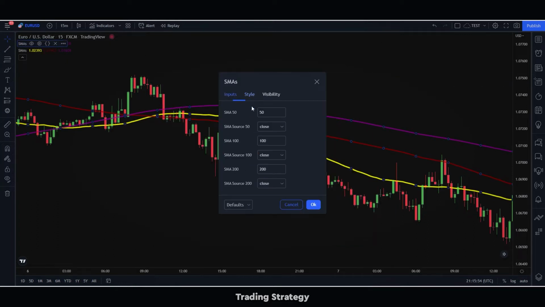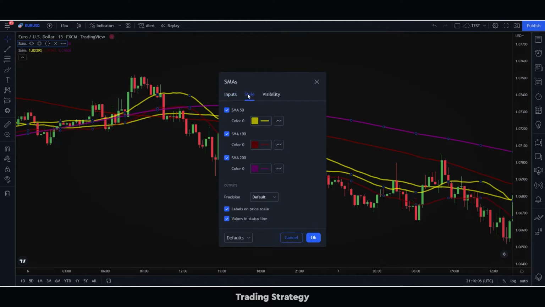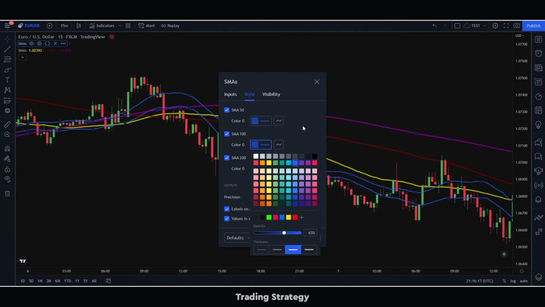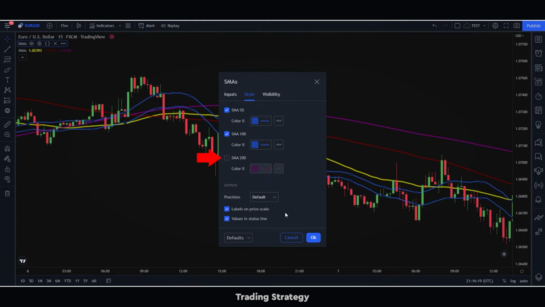The first moving average, we will put it in 20 periods applied to the high, and we'll change the color to blue and the thickness to 3. The second moving average, we will put it in 20 periods applied to the low, and we'll change the color to blue and the thickness to 3. The one that is left over will be deactivated.